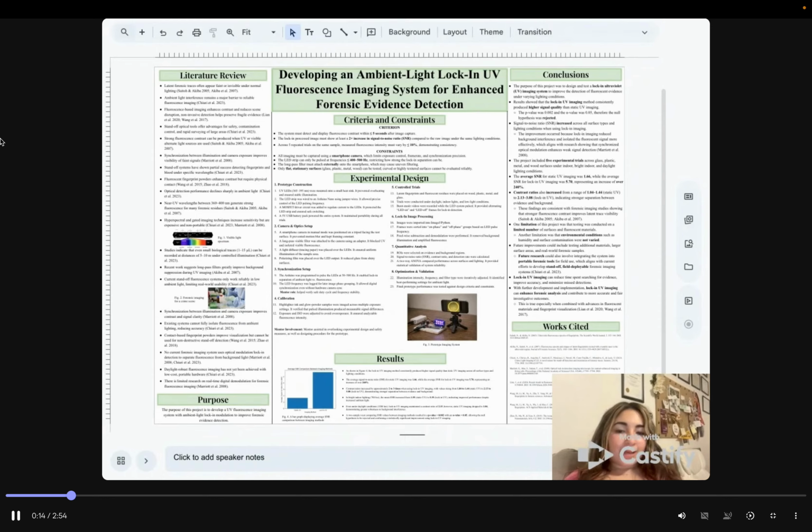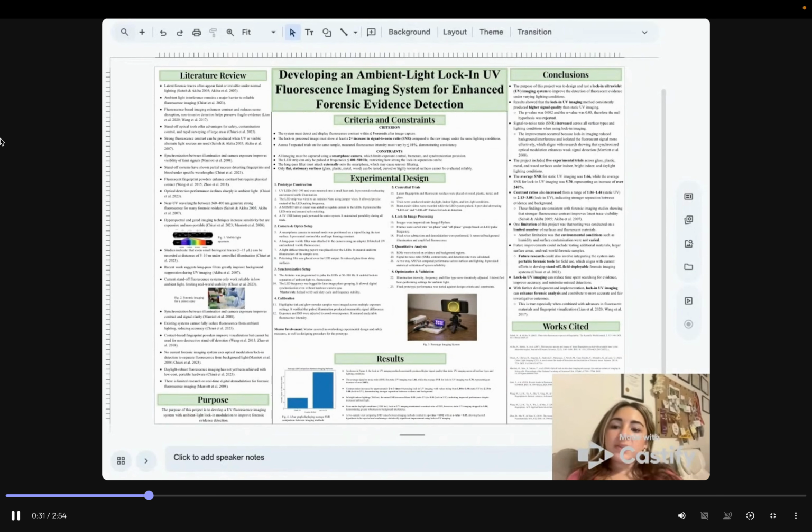Fluorescent evidence, like latent fingerprints or biological residues, glows under UV light. But the problem is that it's very faint. In normal room lighting or daylight, that glow gets completely overwhelmed by ambient light. That's why most forensic UV detection has to happen in dark rooms.